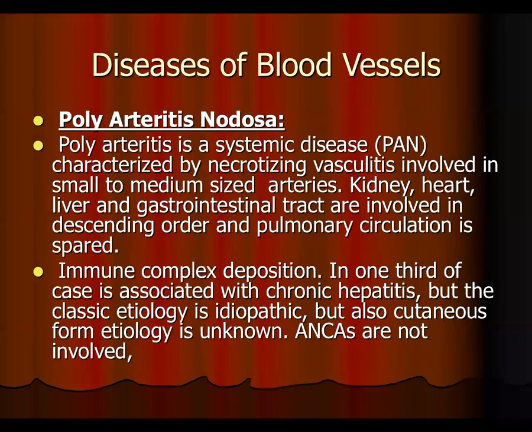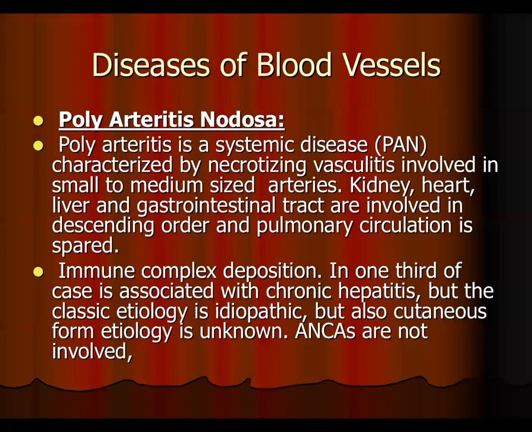Now the third one, polyarteritis nodosa. Polyarteritis nodosa is also a systemic disorder, a vasculitis. It occurs in the medium to large size arteries, and elderly people can be affected more here. In this disease there is also a systemic disorder.